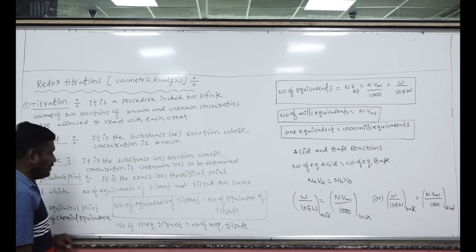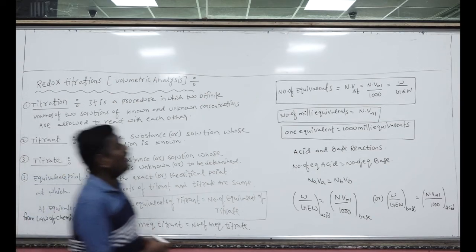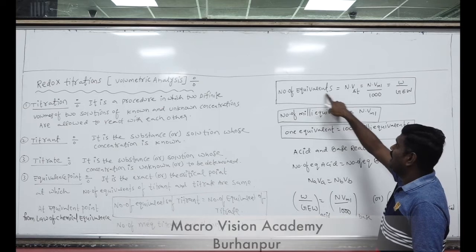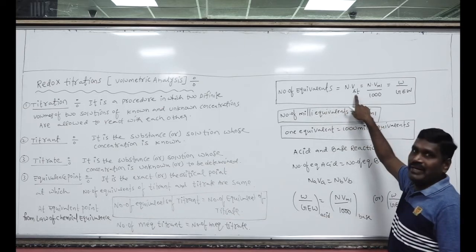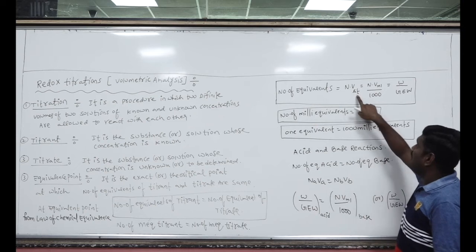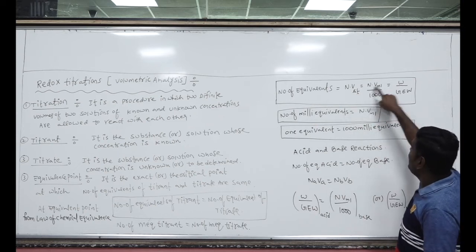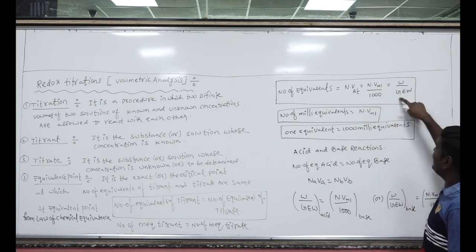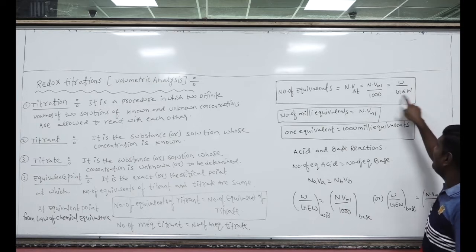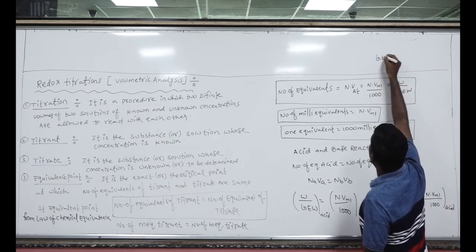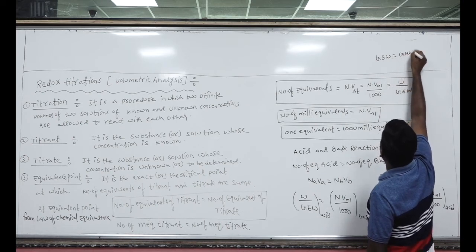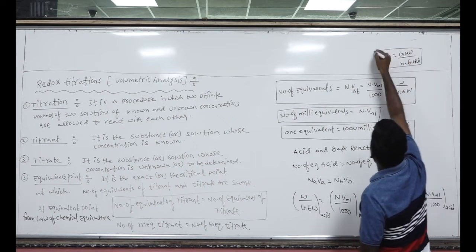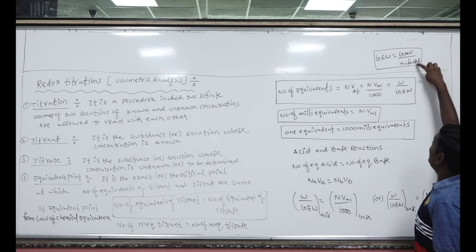Now the question is how to find the number of equivalents. We know in the calculation of equivalent weight or N factor, number of equivalents is equal to normality multiplied by the volume in liter. Now if the volume is given in milliliter, we can write normality into volume in milliliter by 1000, and one more formula is there, given mass upon equivalent mass. How to find the gram equivalent weight? It is equal to gram molecular weight divided by what? N factor. So this is very important. So we have to calculate the equivalent weight with the help of the N factor.